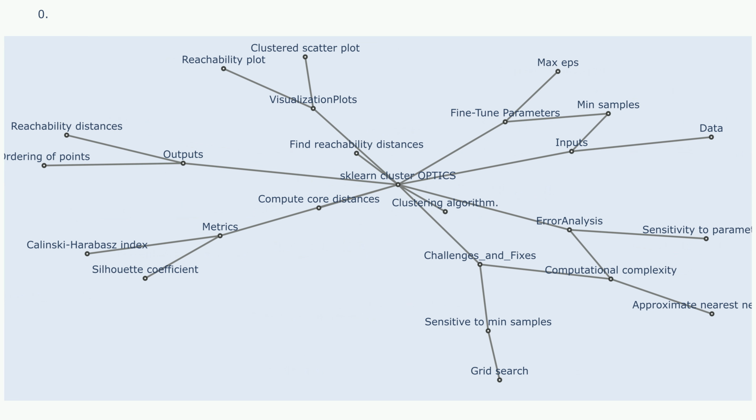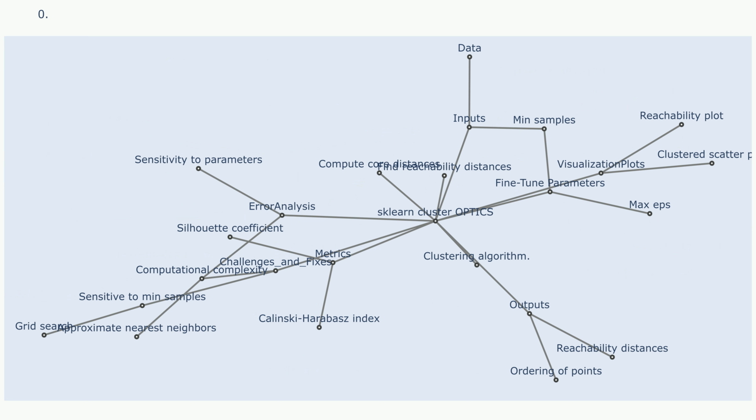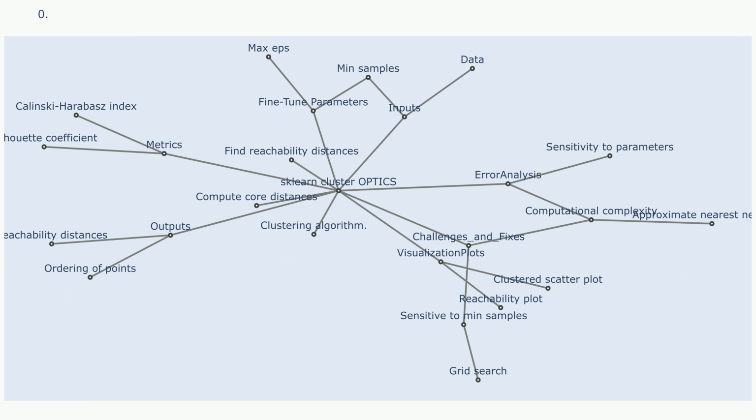Inputs: data, a numerical array or matrix representing the data points to be clustered. min_samples: the minimum number of samples or neighbors in a neighborhood for a data point to be considered as a core point. Outputs: reachability distances, an array of reachability distances for each data point, representing the distance to its nearest core point. Ordering of points, the ordering of the data points based on their reachability distances.